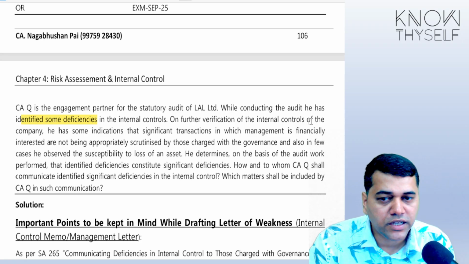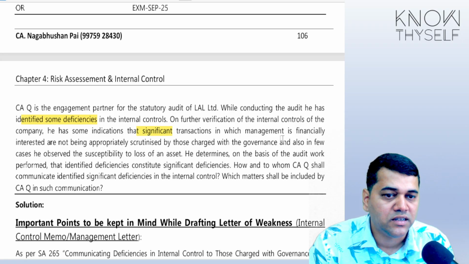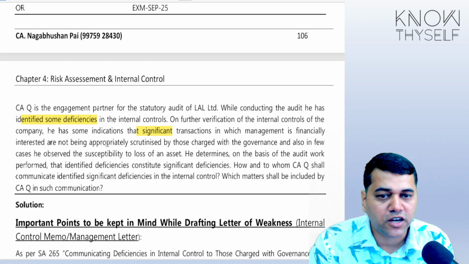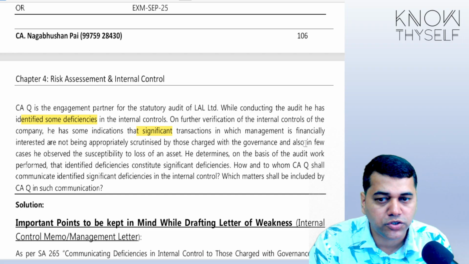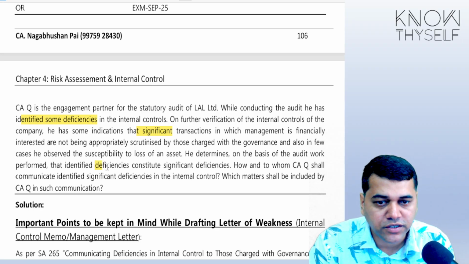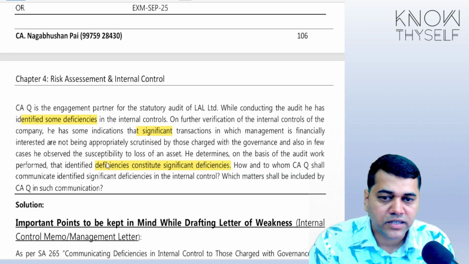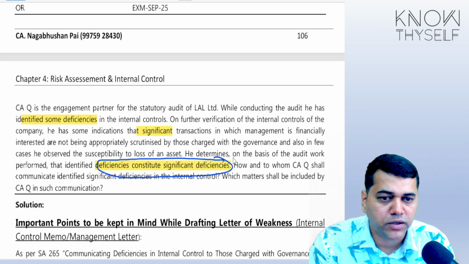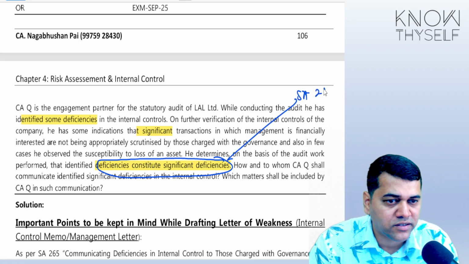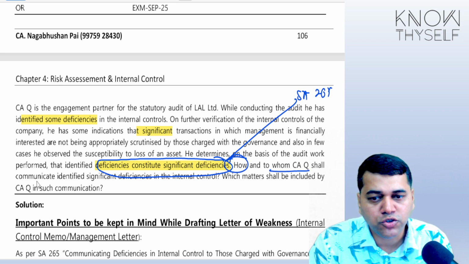On the verification of the internal control, he has some indications that significant transactions in which the management is financially interested are not apparently scrutinized by the TCWG, and in few cases susceptibility for the loss of the asset was observed. He determined that the identified deficiencies constitute significant deficiency. Okay, this is a very important keyword, significant deficiency in the internal control, because this is discussed only in SA 265. How and to whom should the CA communicate?